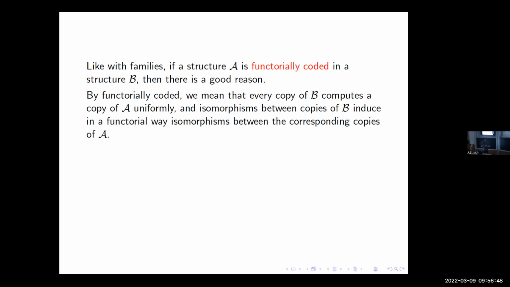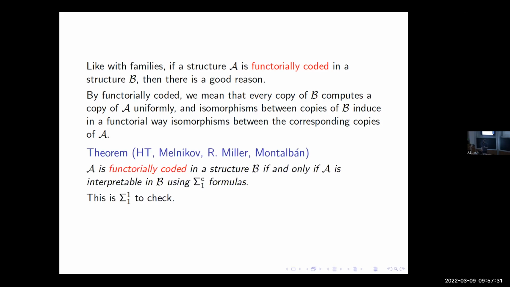And I won't put the full definition because it's like a full page. But essentially what we mean is that from every copy of B, you can compute a copy of A uniformly. So different copies of B, different copies of A, but the same reduction. And it's functorial in the sense that from the isomorphism between two copies of B, you compute the isomorphism between the two copies of A, and it respects compositions and things like this. I would say it's not true anymore that every natural example of coding of a structure in another structure is functorial. For example, a structure is not coded functorially in its back-and-forth tree. But lots of things are functorial, not everything.